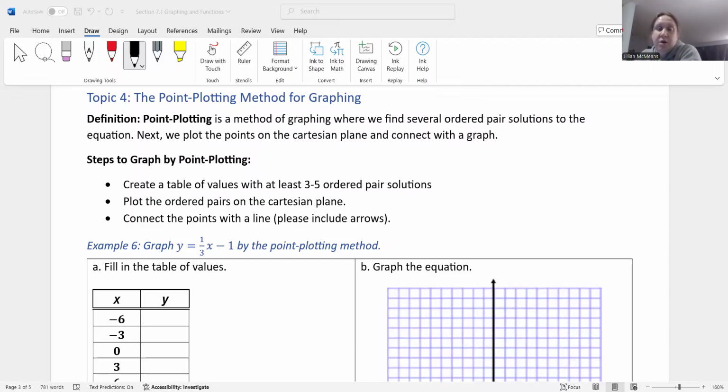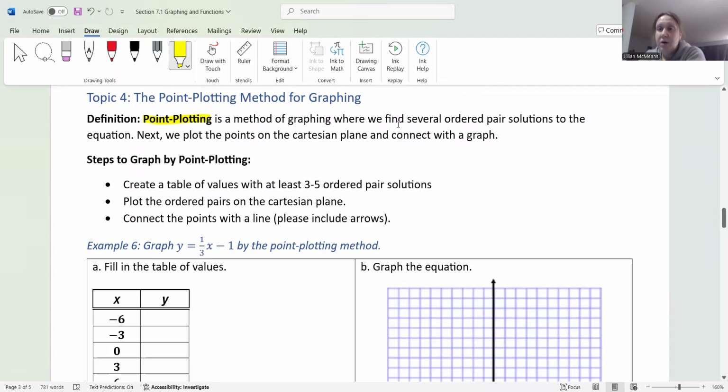For topic 4, we're going to look at the point plotting method for graphing equations in two variables. Okay, so for our definition, point plotting is a method for graphing where we find several ordered pair solutions to the equation. Next, we plot the points, so we take those ordered pair solutions and plot them as points in the Cartesian plane and then connect with a nice smooth graph.